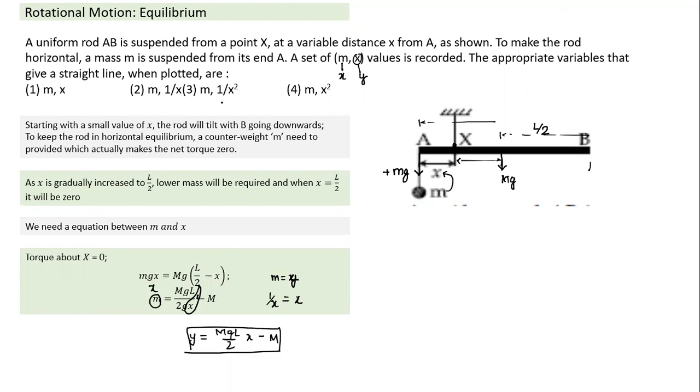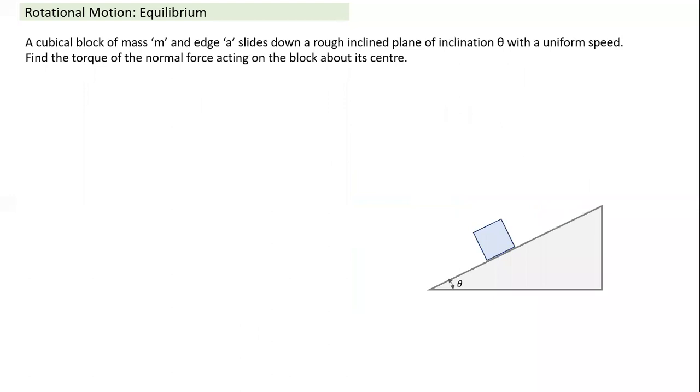1 by x, what has to be plotted? 1 by x. Had this denominator been x square, I should have plotted m against 1 by x square. Had x come in the numerator as x square, I need to plot m against x square. So it depends on how the equation is formed. Depending on that, the appropriate quantities need to be chosen, then only we get a linear plot. Okay, next question.